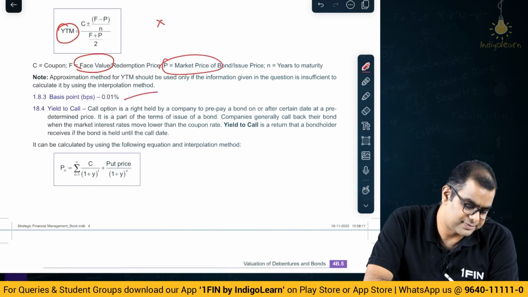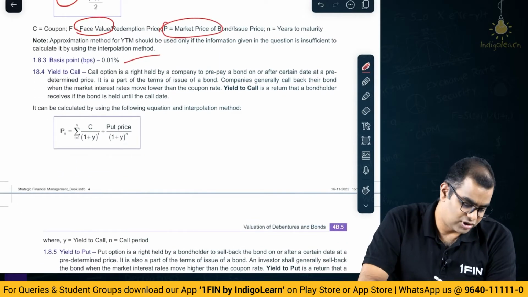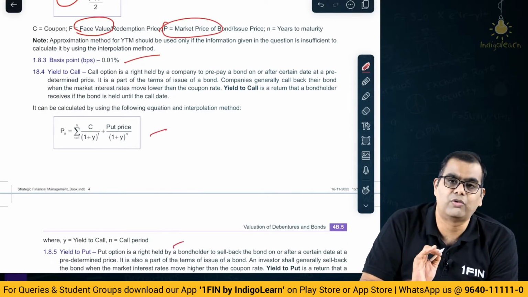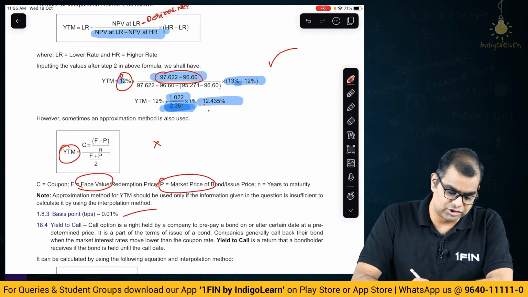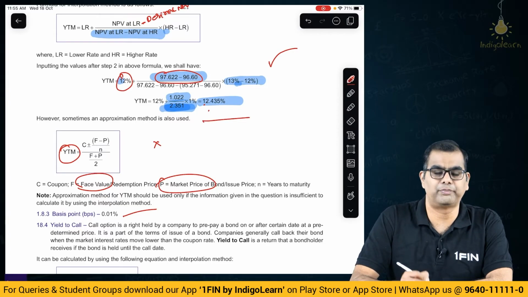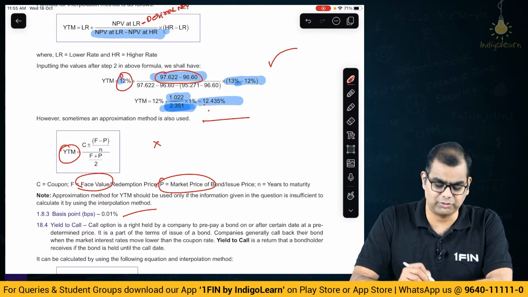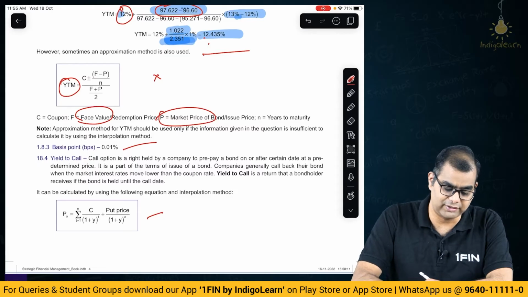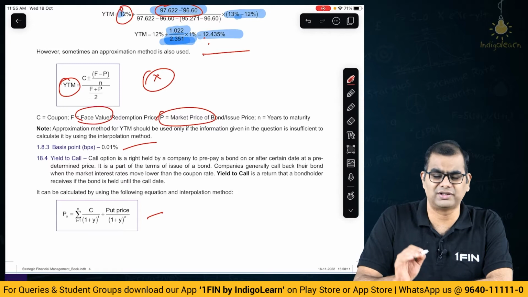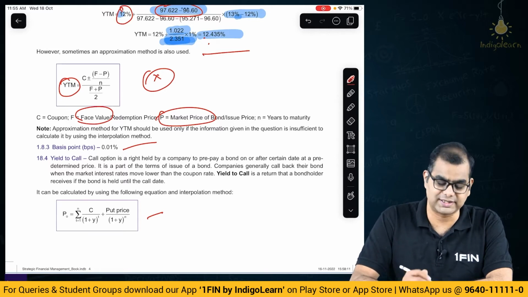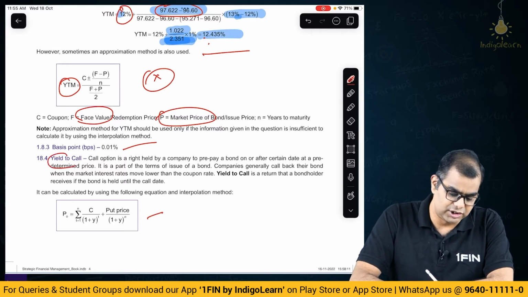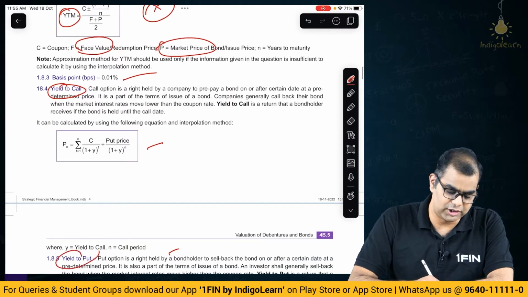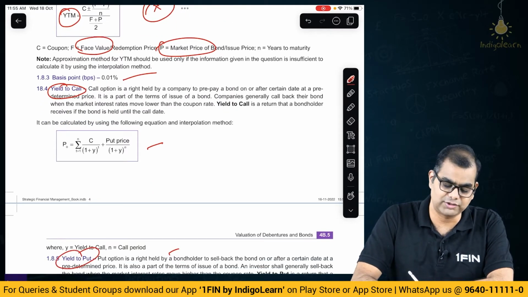Okay, then I explained to you what is basis point. Then we have something called yield to call and yield to put. Let us have a look at what this call and put is. So friends, after having understood how we can compute the yield when price is given, using specifically the interpolation method, and after also having understood the approximation method, which is typically not preferred, let us move to the next aspect, which is yield to call and yield to put. What are yield to call and yield to put? What is call, what is put?